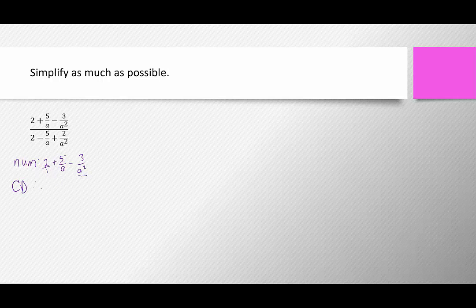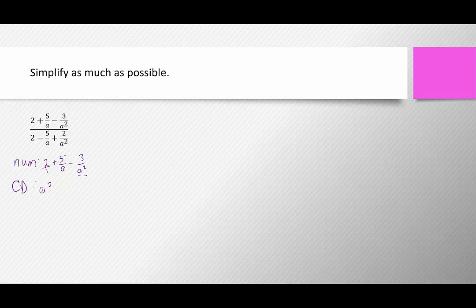So here we need a factor of a squared. Here we need a factor of a, which is incorporated in the a squared, right? Because a squared is a times a, so we definitely have a factor of a already. And the 1 is just the identity, so we don't have to worry about anything unique there. So it looks like our common denominator for the numerator is going to be a squared.